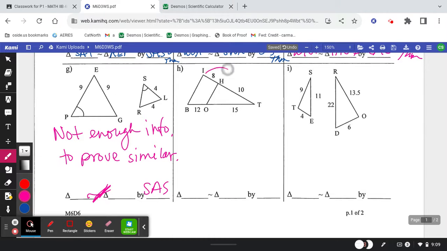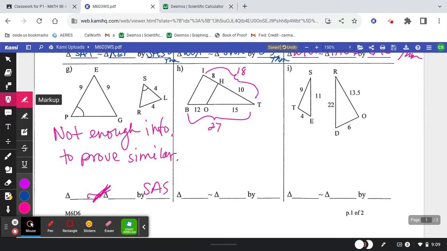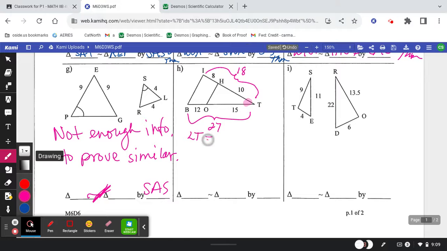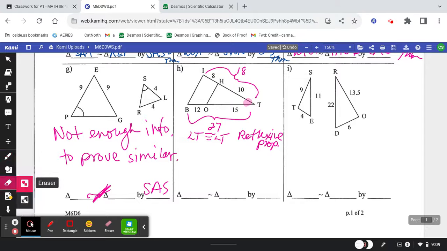Next one, we've got sides, but let's do the whole side. What's 10 plus 8? That's 18. What's 12 plus 15? That's 27. And then we've got this little included angle right here as well. Angle T is equal to itself by reflexive property. All right, so we've got an angle. I wish I had a side on either side. Oh, I do. Let's go do it.